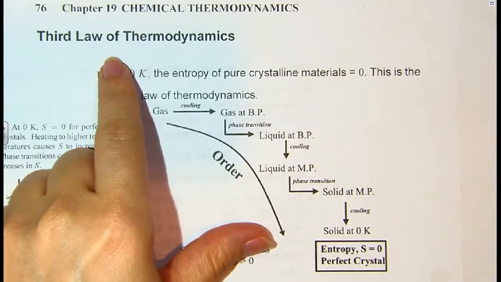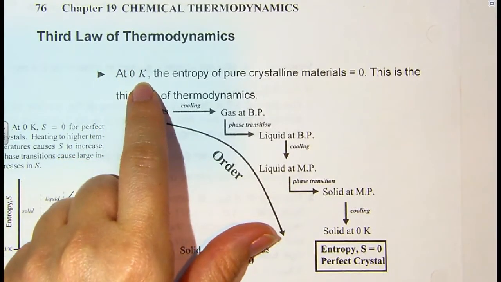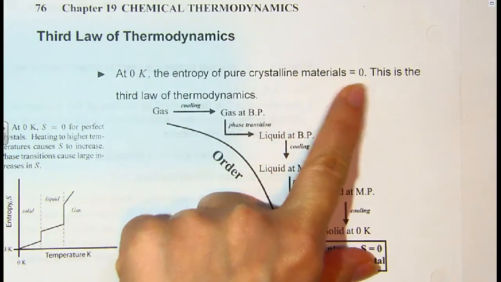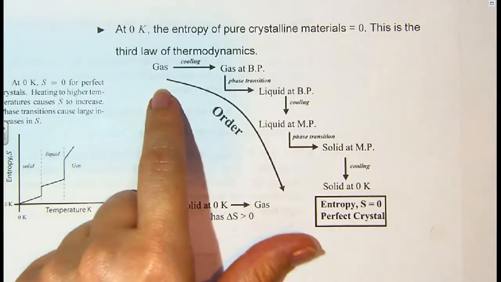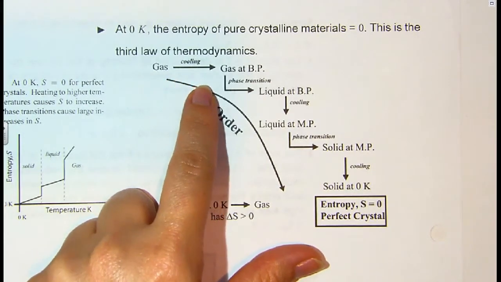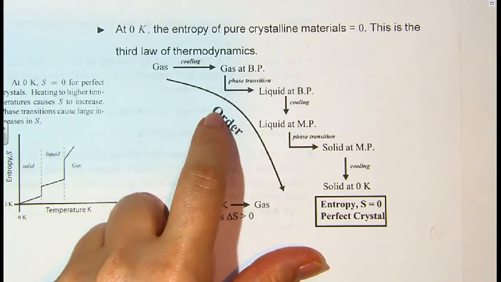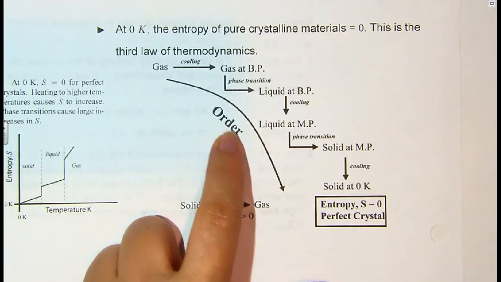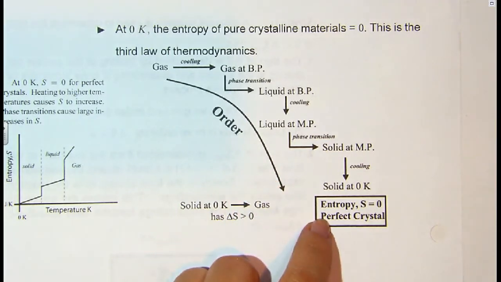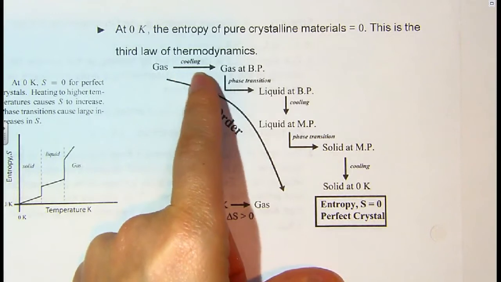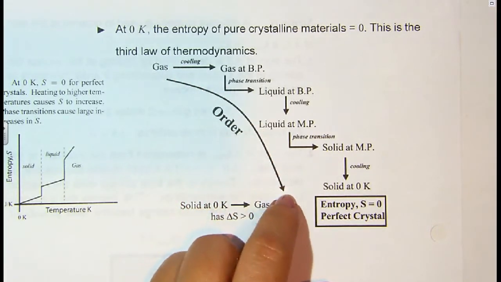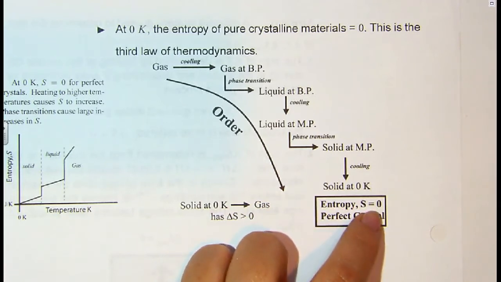The third law of thermodynamics states that at 0 Kelvin, the entropy of pure crystalline materials is equal to 0. So basically, as you have a gas, the more you cool a substance, the slower the particles start moving and the more orderly they become. There is the point at which order becomes a perfect crystal, and since the more orderly it becomes, the less entropy there is. The third law just states that there's a point where there is 0 entropy.